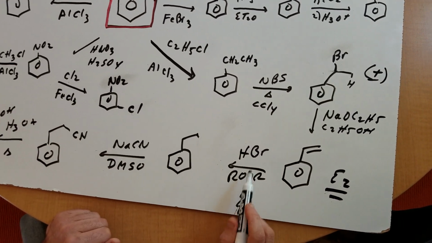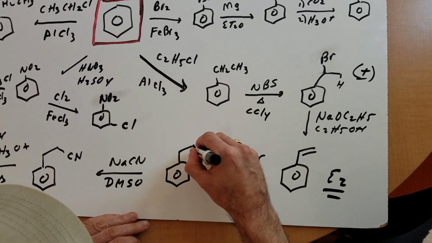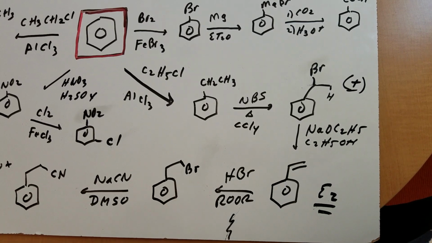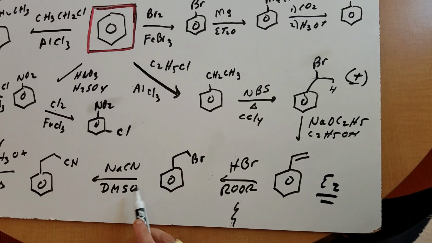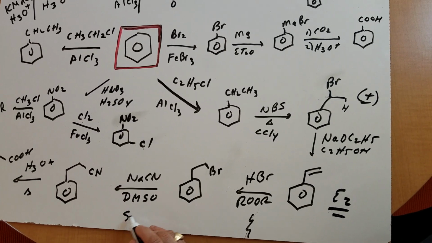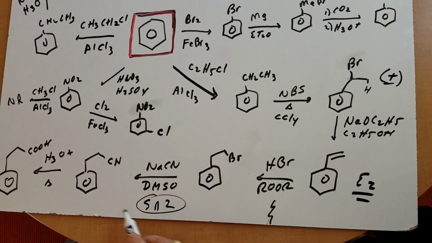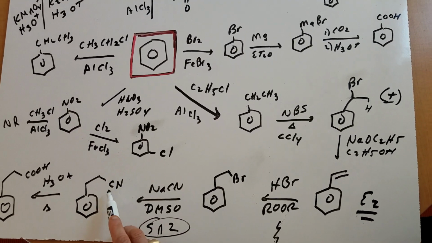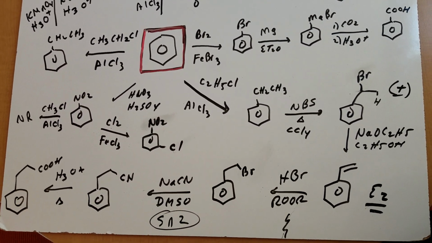That's a delightful anti-Markovnikov addition. Notice that I add the bromine to the very end. Once I have the bromine on the end, NaCN and DMSO, if you remember from my earlier lectures, whenever you see NaCN, that almost always does an SN2. And then the kill, I'm going to hydrolyze the nitrile and convert the CN group into a carboxylic acid group.